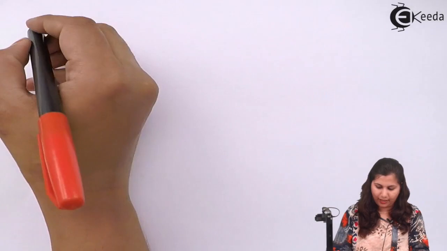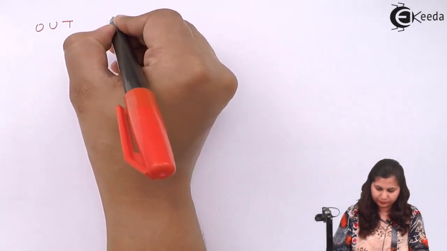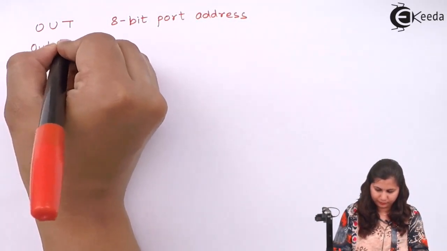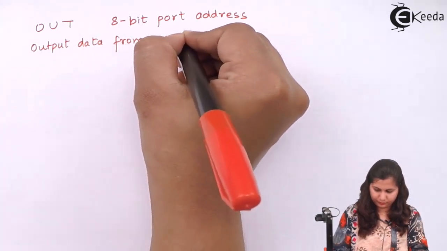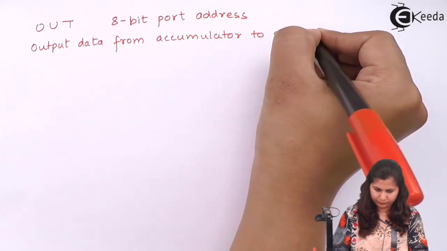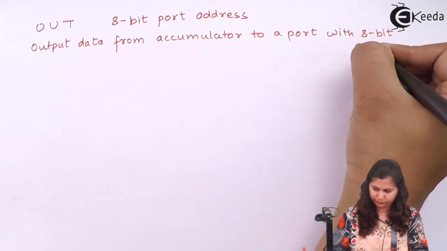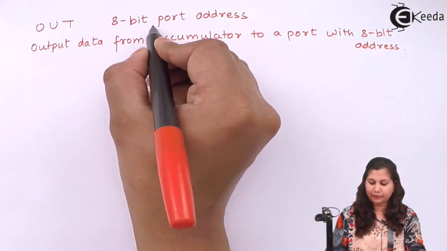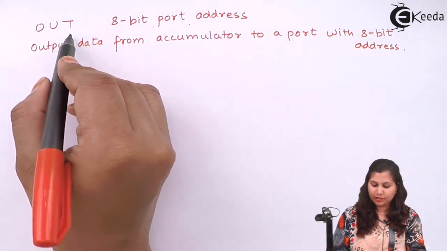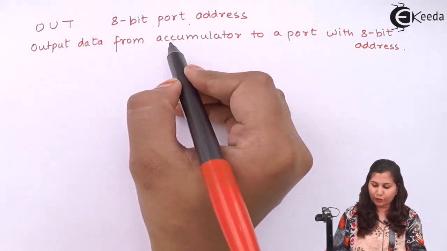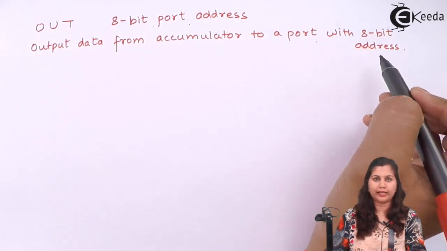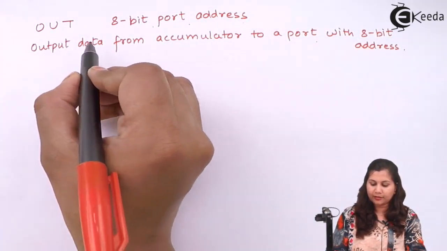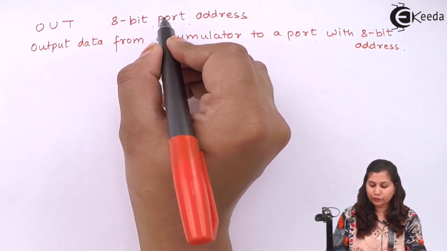Next instruction is OUT. This instruction has the operand as an 8-bit port address, and it outputs the data from the accumulator to a port with 8-bit address. So the port address is given in the instruction itself, and the accumulator contents are sent to that port address.